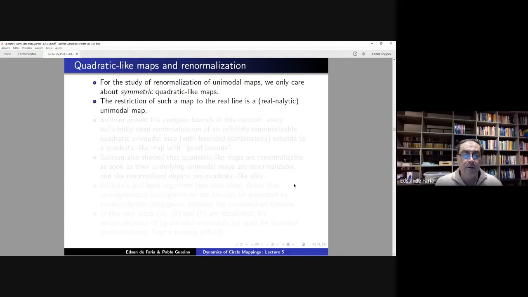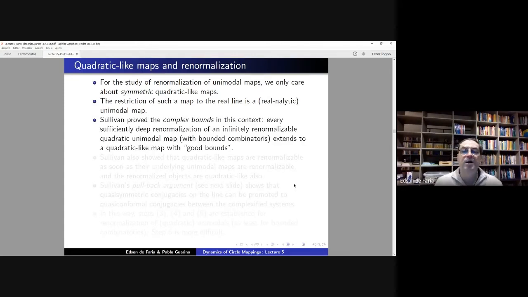First thing that Sullivan did is that he proved complex bounds for these maps. But what this means is that if you have a quadratic unimodal map on the interval, which is real analytic, I forgot to say that over there, and you renormalize it enough times. So Sullivan's complex bounds tell you that if you renormalize enough times, then what you get is a map which is the restriction of a quadratic-like map with good bounds. Good bounds means that the modulus of this annulus is bounded from below by some constant, okay?